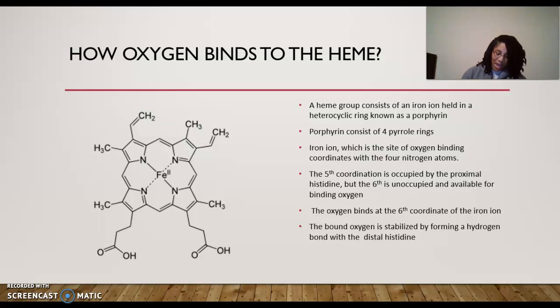When this arrangement happens, there is a rearrangement of the electrons within the iron so that the iron can be smaller and fit into the porphyrin ring. After the oxygen binds, the bound oxygen is stabilized by the formation of a hydrogen bond with the distal histidine. Now once one oxygen binds, the other sites are more likely to bind.